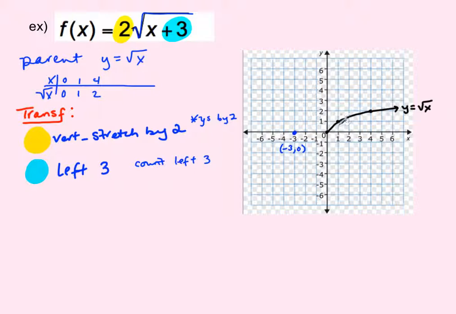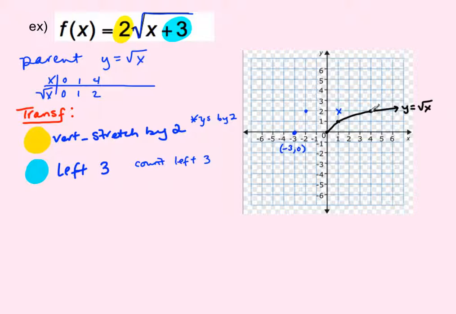1, 1. Vertically stretch it by 2. So take this height of 1 and multiply it by 2. 1 times 2 is 2. So that puts me there. But that's not my final point. I want to now move that left 3. 1, 2, 3. There it is.